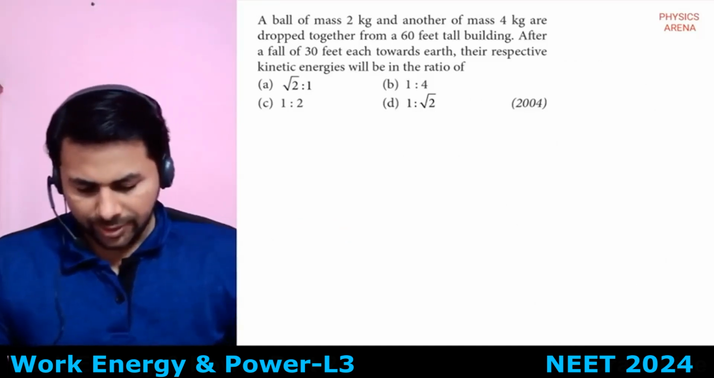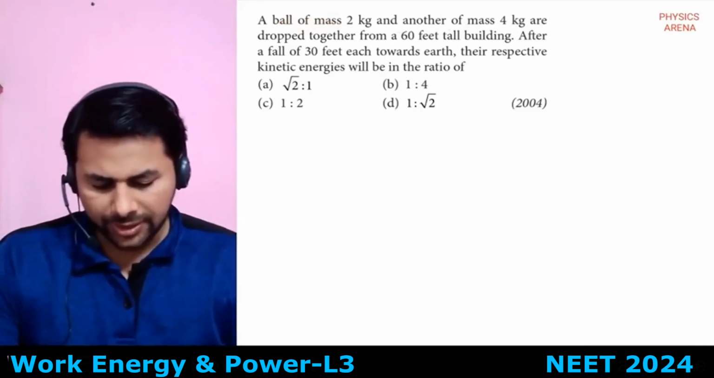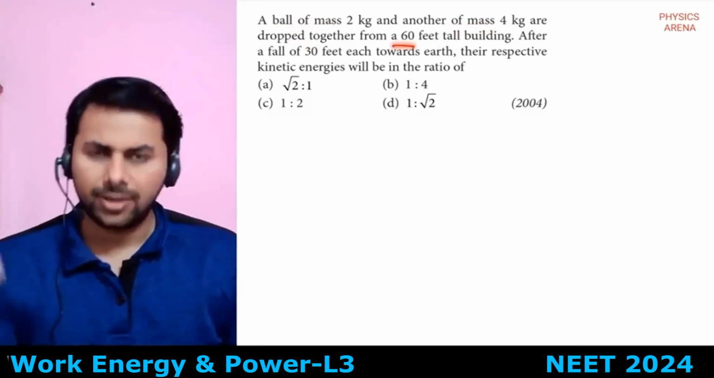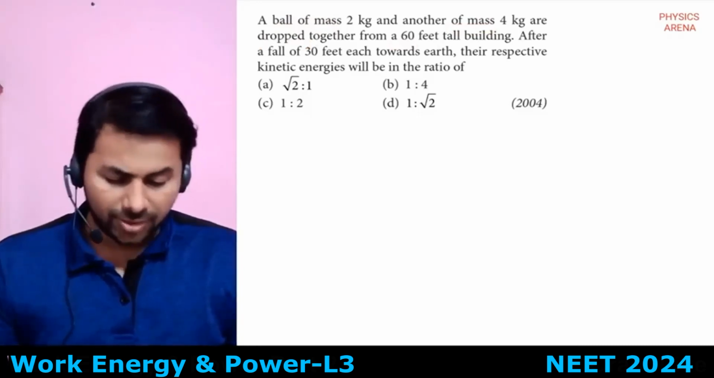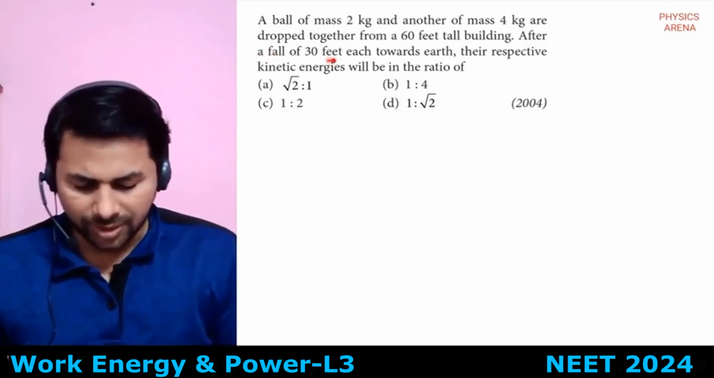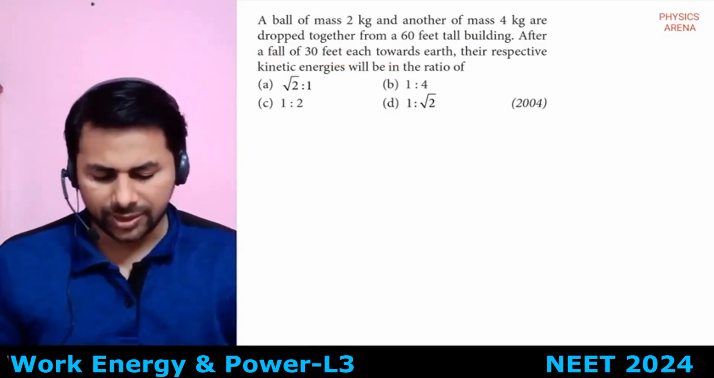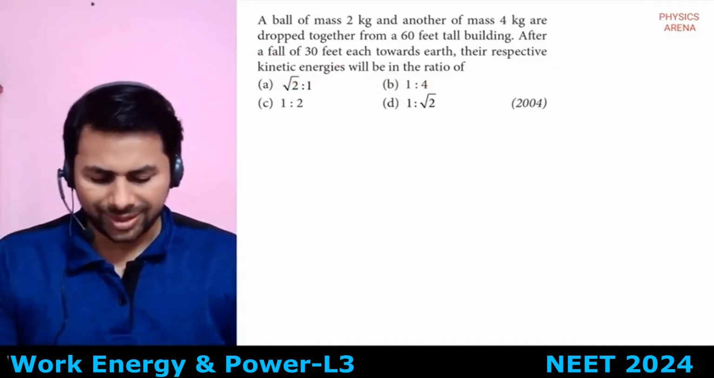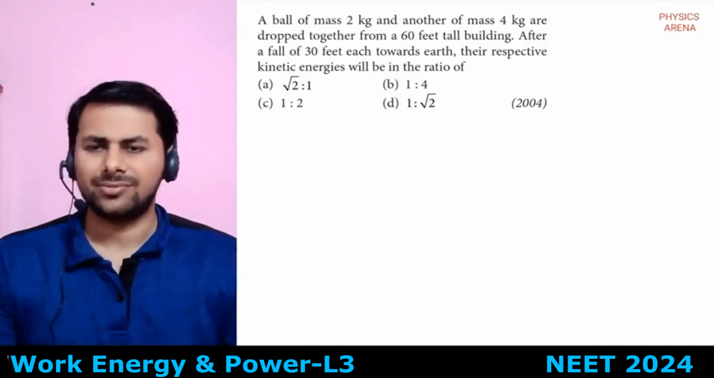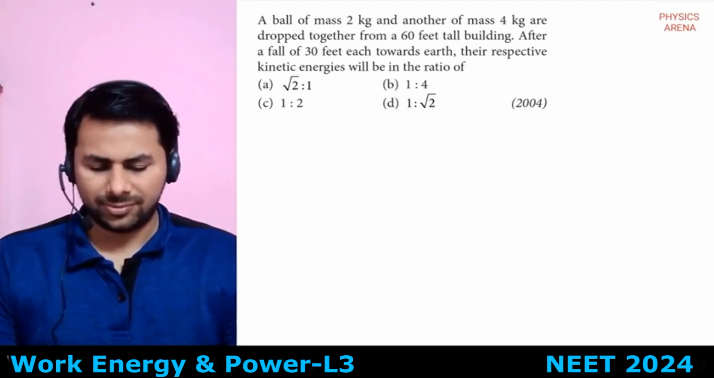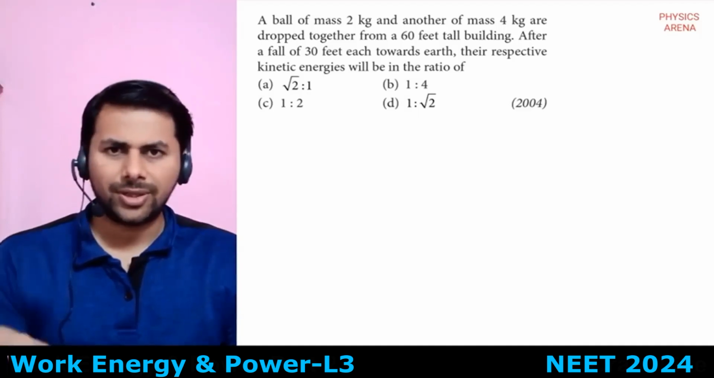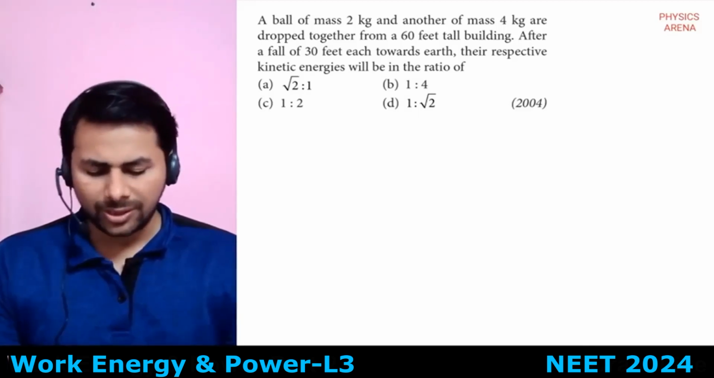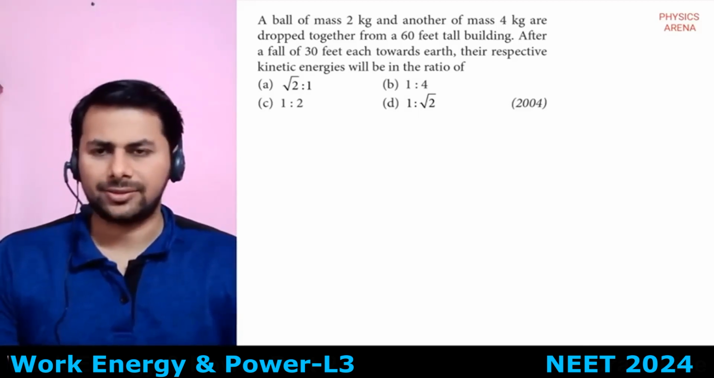Okay, next question. A ball of mass 2 kg and another of mass 4 kg are dropped together from a 60 feet tall building. After a fall of 30 feet each towards earth, their respective kinetic energies will be in the ratio of? Tell me. Two balls of different masses are dropped from some height. What will be the ratio of their kinetic energies?